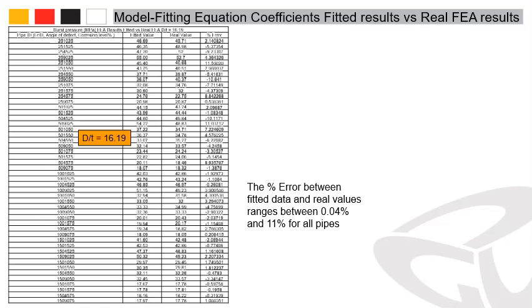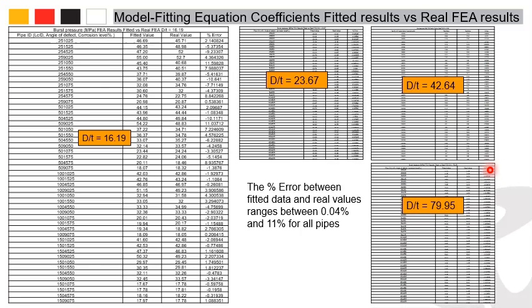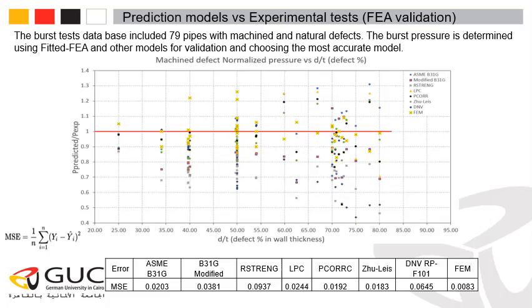Now, model fitting equation against the real finite element analysis results. The percentage of error between the real value and the fitted value is between 0.04% and 11% for all pipes, which means that the model fitting equation could reasonably represent the real values of the finite element analysis results.